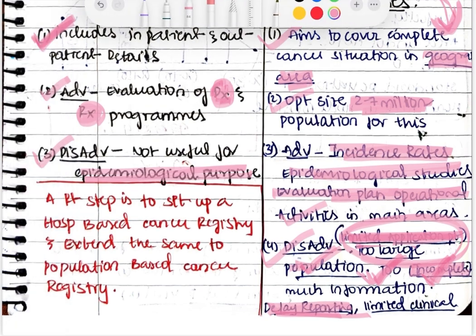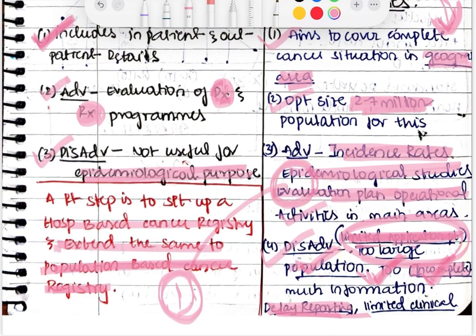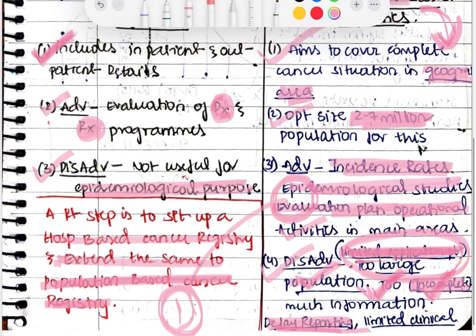And if we talk about this point, a right step is to first set up hospital-based cancer registration and then extend the same to population-based cancer registry. First, what they are trying to say is to set up the hospital-based registration and then extend it to the population-based cancer registry for an effective cancer control program.